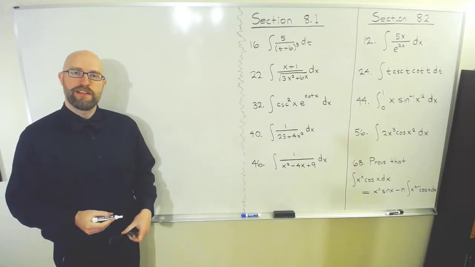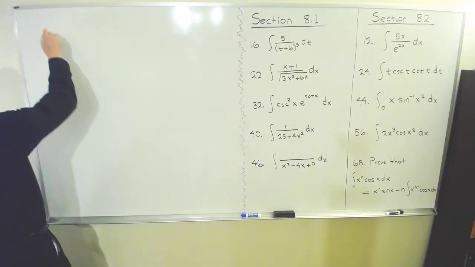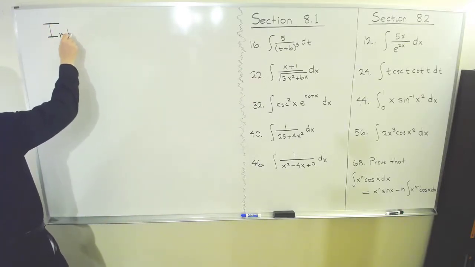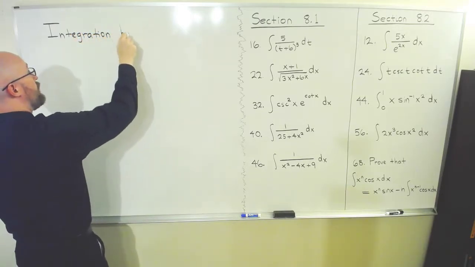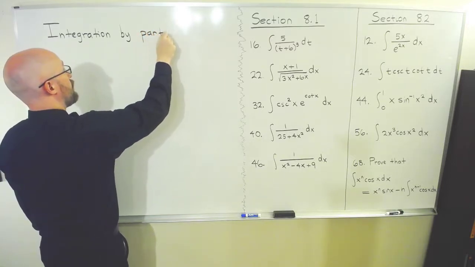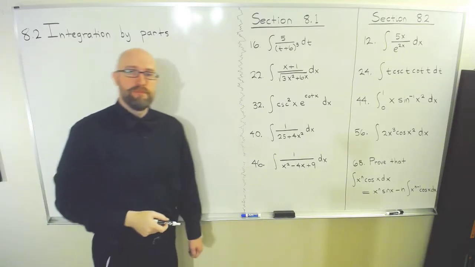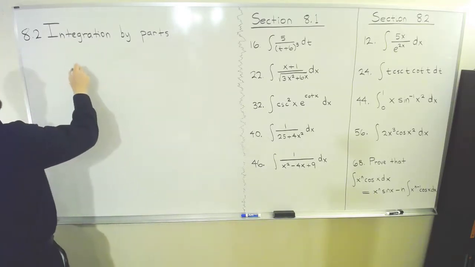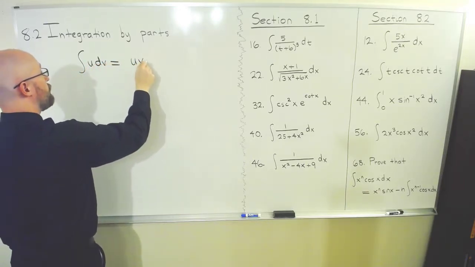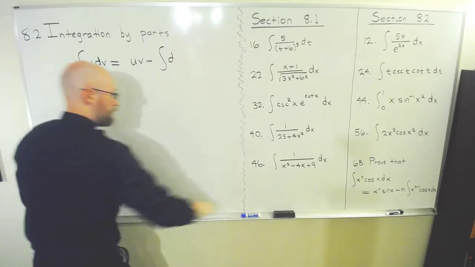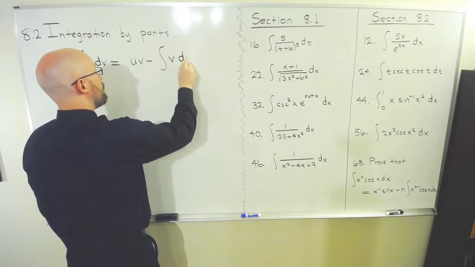Okay, so let's now proceed to the problems from section 8.2. And these are all problems that can be solved by the technique of integration by parts. This is section 8.2. Now what you probably remember from integration by parts is the formula: integral of u dv equals uv minus integral of v du.